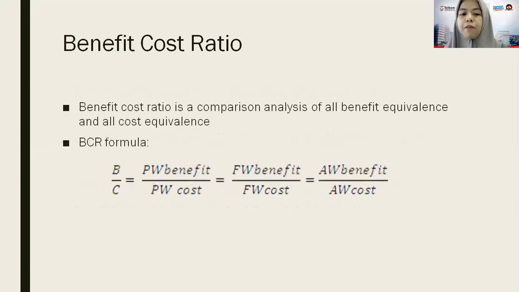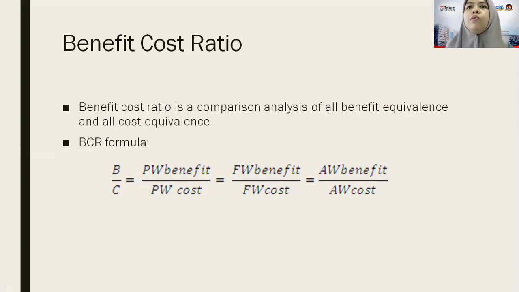Okay, and how about the formula? The formula itself is very easy because you only divide any kind of earnings by the cost. Okay, and it's just like finding the equivalence for benefit and also the cost. If you want to implement it in present conditions, it means you have to convert all the cash flow into present conditions, or at the zero initial investment.